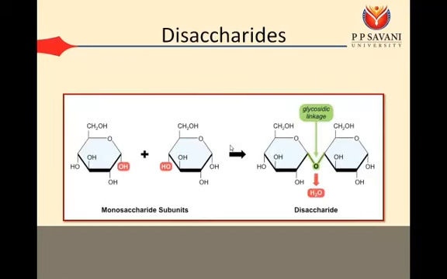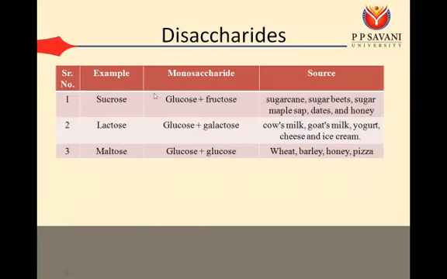Now let's see disaccharides. Disaccharides and trisaccharides belong to oligosaccharides. Di means 2, and hence such carbohydrates have 2 monomers linked by a glycosidic bond. While forming such a glycosidic bond or linkage, a water molecule is released. Let's see a few examples of disaccharides. In this slide I have mentioned sucrose, lactose and maltose.